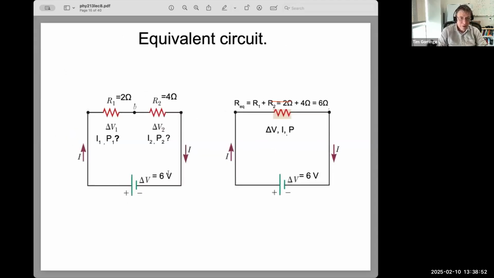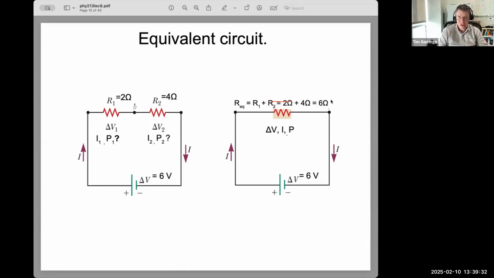So on this little diagram here, I've drawn on the left-hand side the original circuit again, 2 ohms, 4 ohms, R1, R2 in series with the battery. On the right-hand side, I've drawn the equivalent resistance, that single resistor that draws the same current for the same applied voltage. I've labeled my R1 and R2 as 2 and 4 ohms. My battery is 6 volts. The equivalent resistance, what's that? It's straightforward. It's just the sum of the two individual resistances. It's R1 plus R2, so that's 2 plus 4, that's 6 ohms. That's the equivalent resistance.